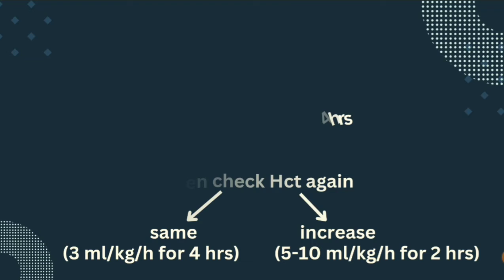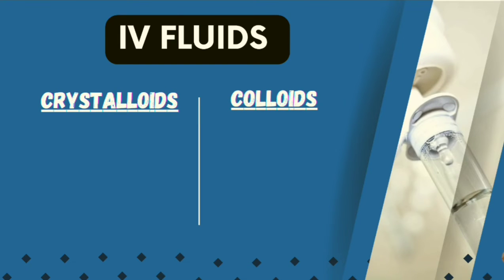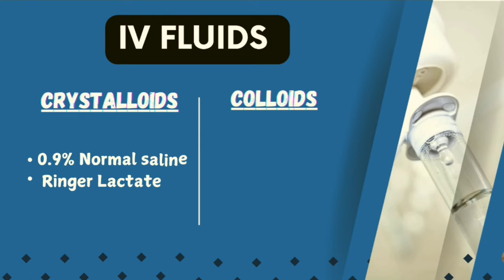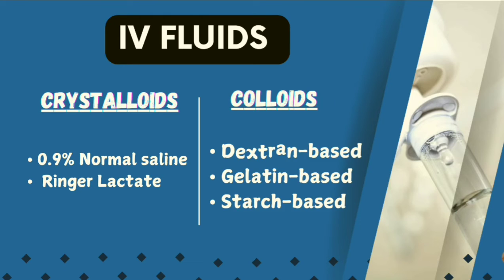Now, the question is how to choose IV fluids. The choice is either crystalloids or colloids. The crystalloids are in the form of 0.9% normal saline or ringer lactate. Ringer lactate is preferred if the patient has hypernatremia or hyperchloremia, but it is avoided in liver failure or if the patient is on metformin. And the colloids include dextran based, gelatin based, or starch based colloids.